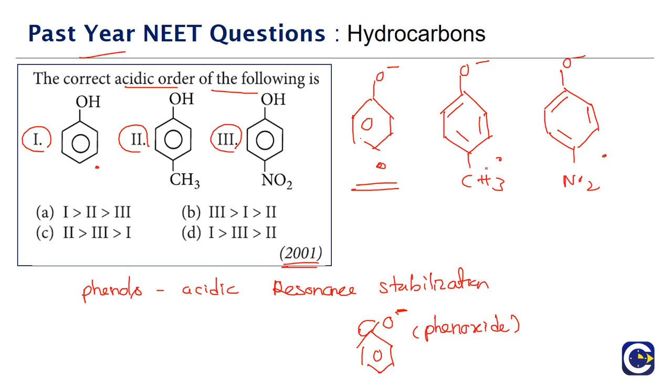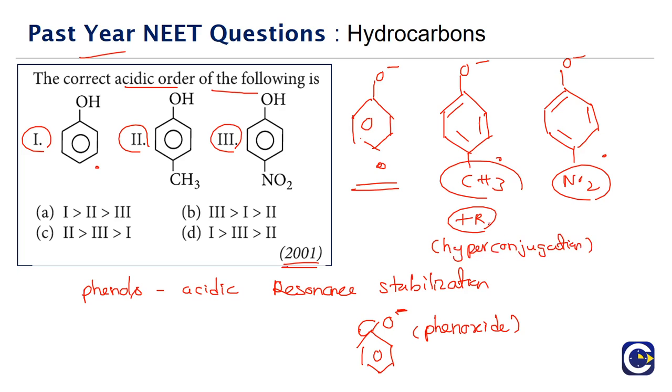Now when you compare the paramethyl and paranitro, the methyl group will show a plus R effect based on hyperconjugation. As a result, the ortho and para positions will get negative charge accumulation. In the case of nitro, it will be a minus R effect, where the ortho and para positions become electron deficient, means they will get positive charge based on the resonance structures.